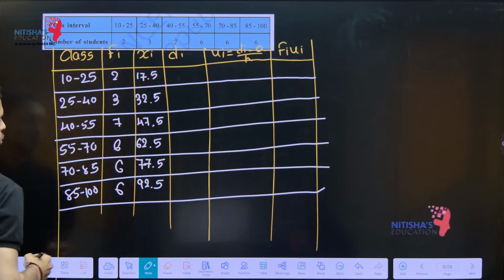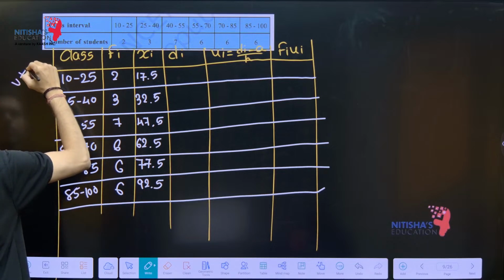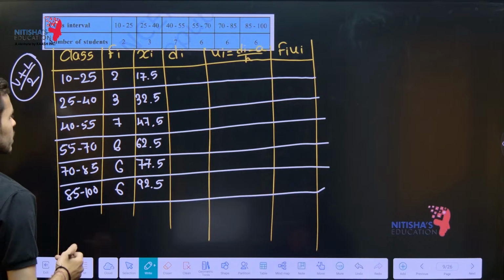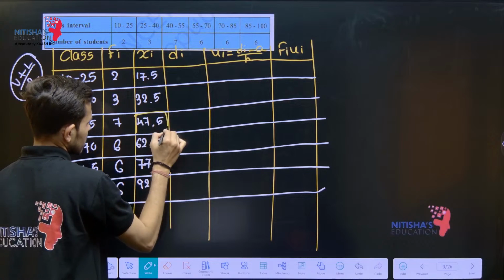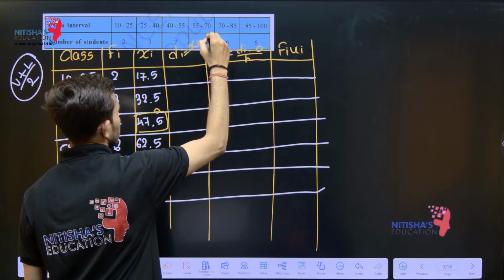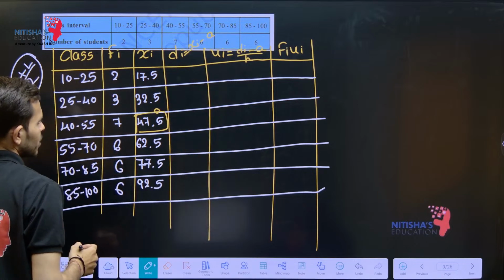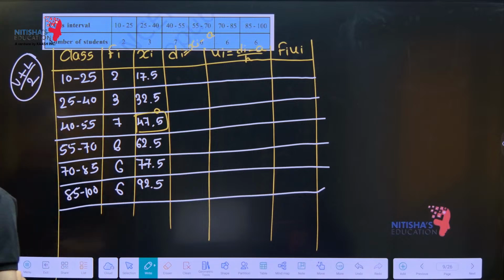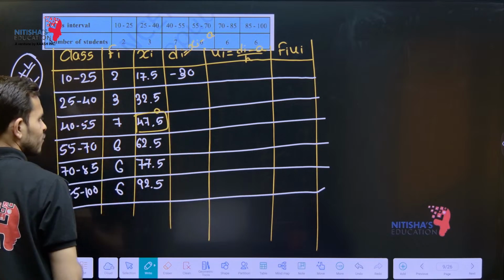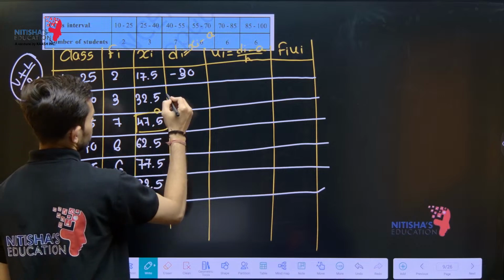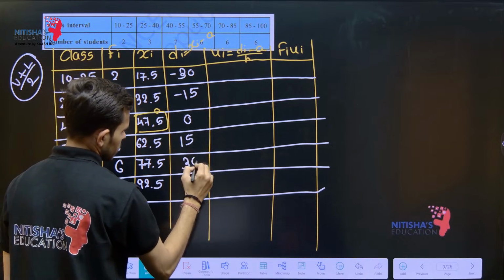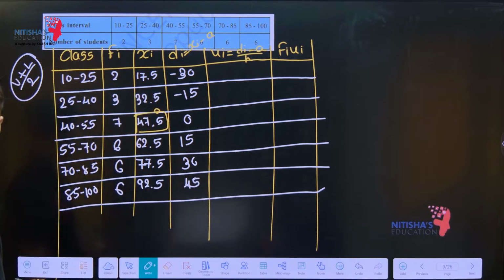Okay. So if you don't know how to find xi, then it will be upper limit plus lower limit divided by 2. Now what is di? For di we need to take a. So let's take this 47.5 as a. Di is equal to xi minus a. If we subtract 47.5 from 17.5, then we will get minus 30. If we subtract 47.5 from 32.5, then we'll have minus 15. This 0. Here we got 15, 30 and 45.